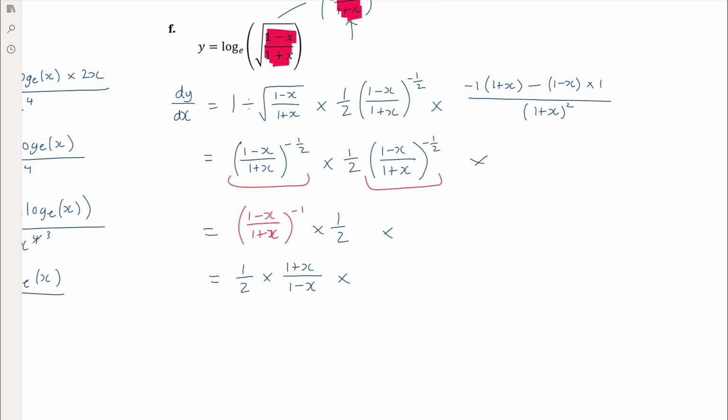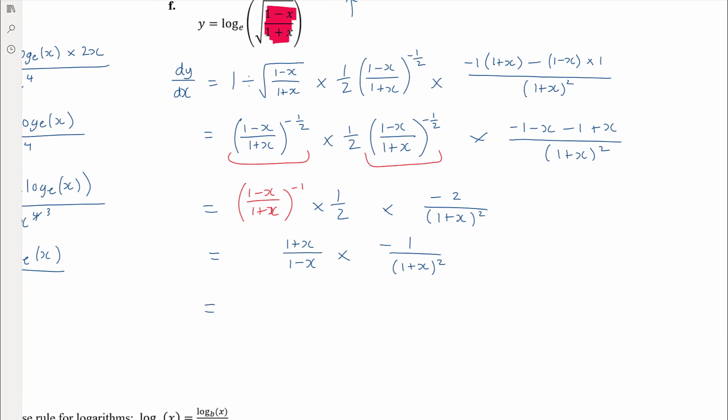Okay, so this fraction here from the quotient rule, let's expand out that numerator. So we've got -1 minus x minus 1 plus x all over 1 plus x all squared. So the x's cancel out, so we've just got -2 over 1 plus x all squared. Alright, now rather than keep my half here, my half is going to cancel with that -2, so we've just got -1 over 1 plus x all squared.